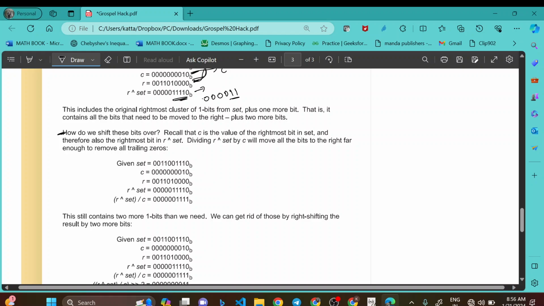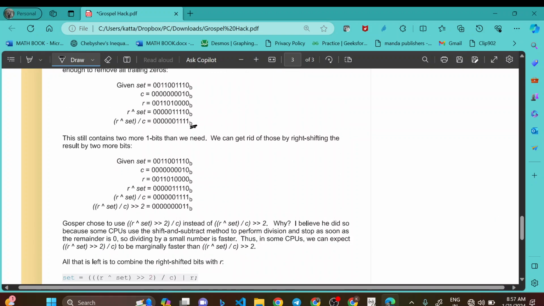Recall that C is the value of the rightmost bit in the set. Why did we get the value of C? For this reason: the rightmost bit in the set is stored in C, and therefore it is also the rightmost bit in R XOR set. Dividing R XOR set by C moves all the bits to the right far enough to remove all the trailing zeros. So once you divide R XOR set by C, all the zeros on the right side of R XOR set will be gone. You'll be right shifting like that. So R XOR set divided by C gives you this final value.